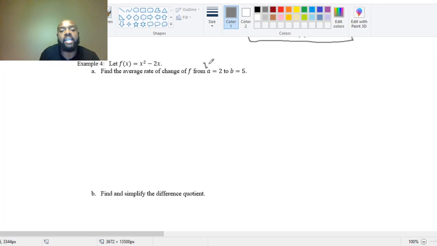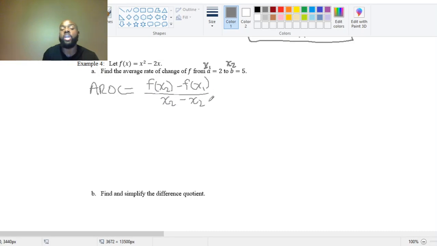And so this is like saying x sub 1 and x sub 2. Until I remember or memorize my formula, I like to use f of x2 minus f of x1. If you want to use y2 minus y1 over x2 minus x1, you can, because that's probably what you remember from your slope formula. But now that we know functions, I'm going to use function notation. And so I have f of 5 minus f of 2 all over 5 minus 2.